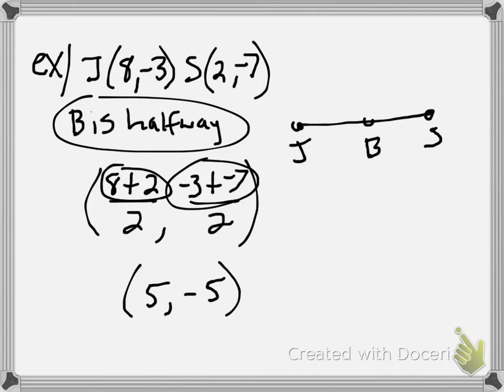So a lot of them are straightforward. Some of them are not quite as straightforward. Sometimes they'll give you a midpoint and they'll give you an endpoint and ask you what's the other endpoint.